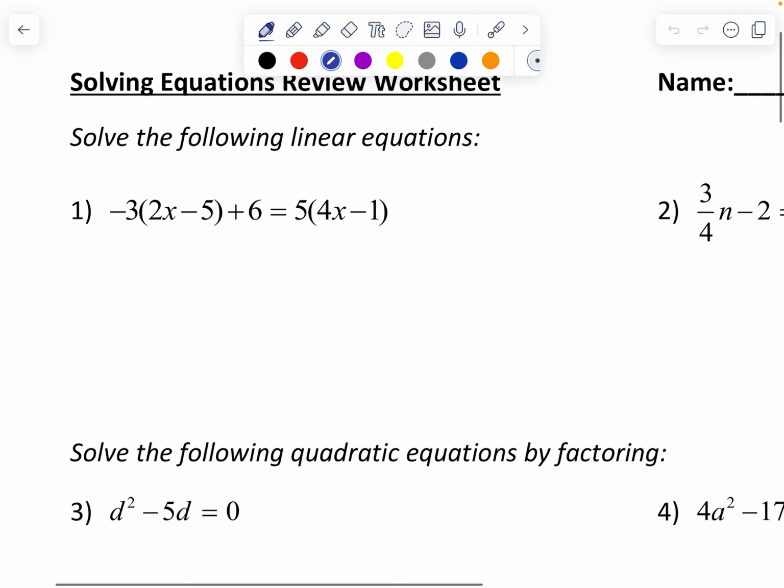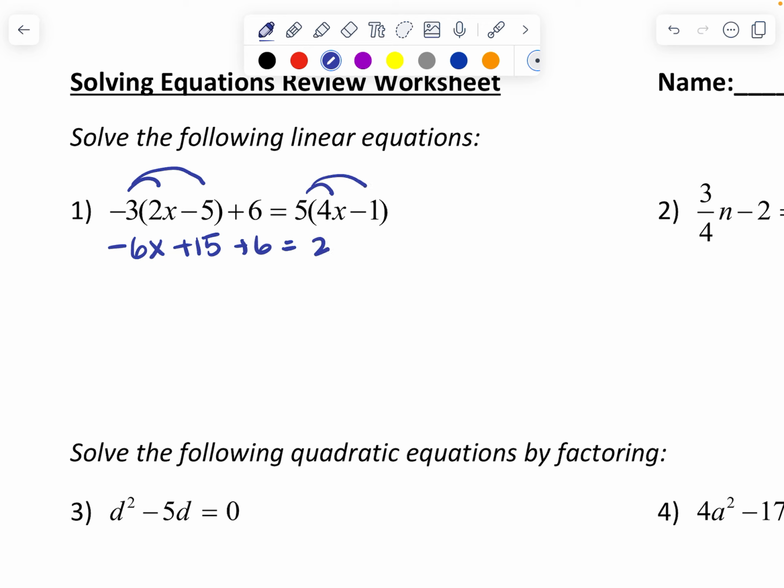So the first thing you want to do is distribute this -3 through. So it's going to give us -6x plus 15 plus 6 equals, and then distribute the 5. So it's going to give us 20x minus 5. Okay, and if we combine like terms on the left side here, we know 15 plus 6 is 21. That equals 20x minus 5.